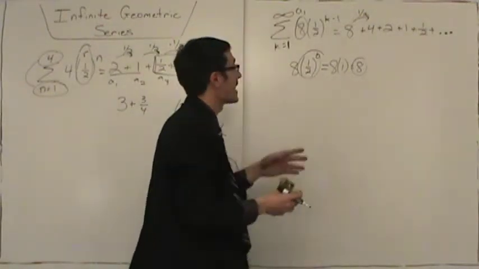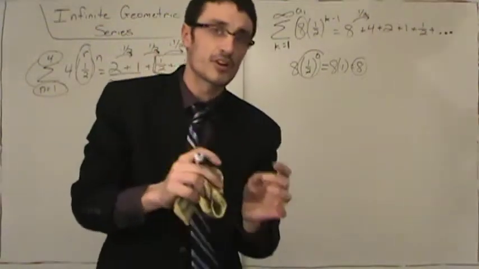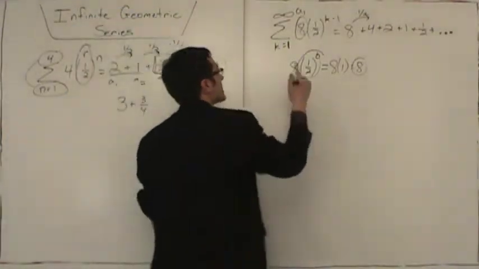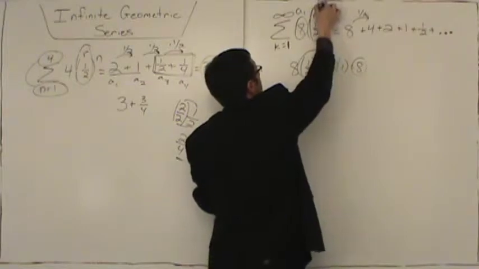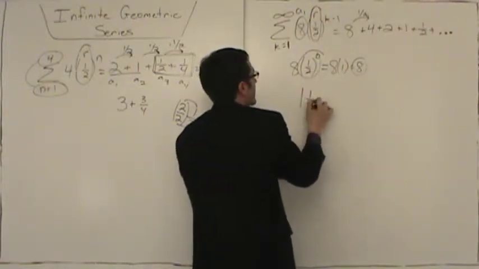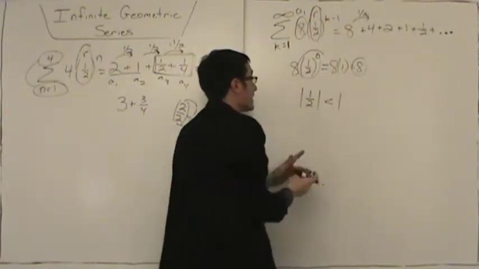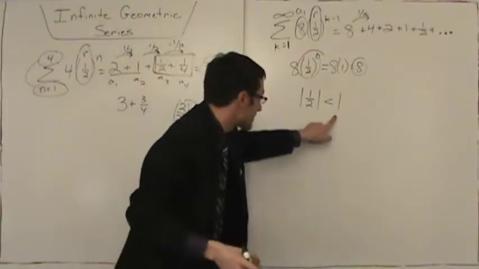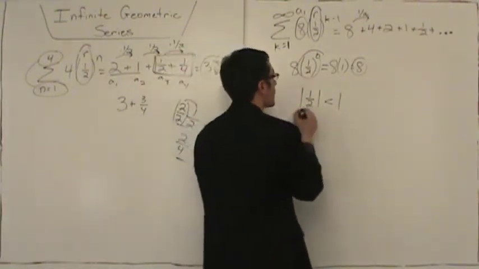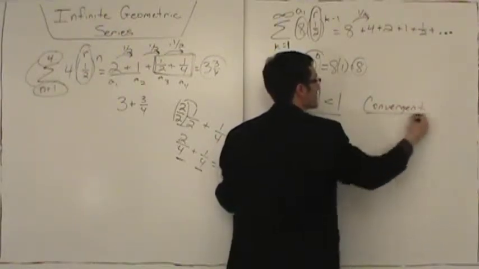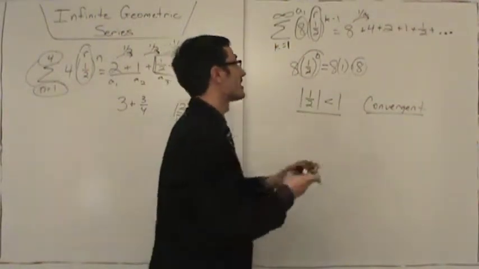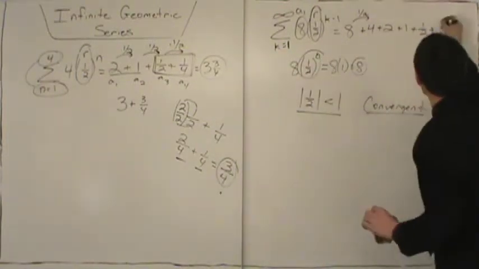Again, you have to establish whether this series is convergent or divergent. It is convergent if the R value is less than 1. So we say the absolute value of 1/2 is less than 1. Is this true? Yes, meaning that the series is convergent. And what does the series converge to? The series converges to the formula. And what was the formula? The formula is equal to what?